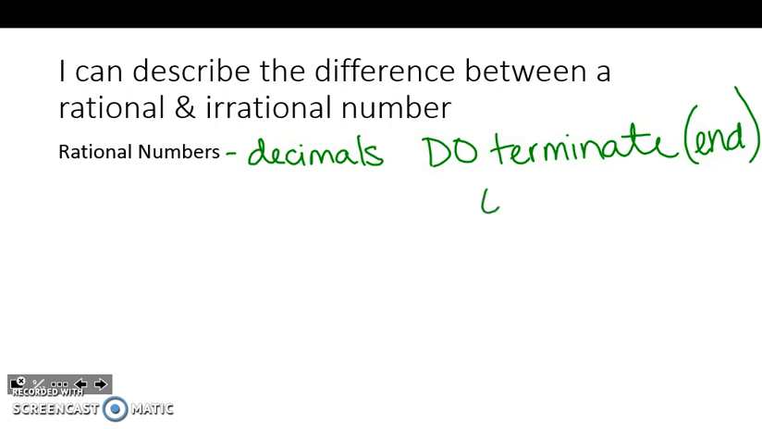So, for example, a decimal that terminates is 0.5. 0.5 is a decimal and it stops. We can see the end of it in our calculator window. So the number 0.5 or the number 1/2, because they mean the same thing, those are going to be rational numbers because those are decimals that terminate. They end.